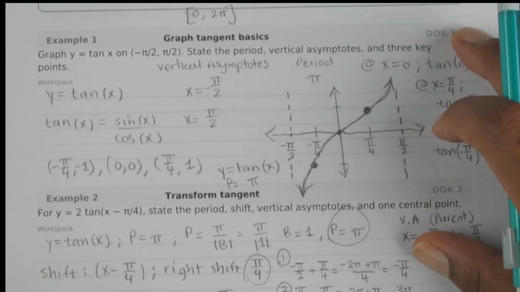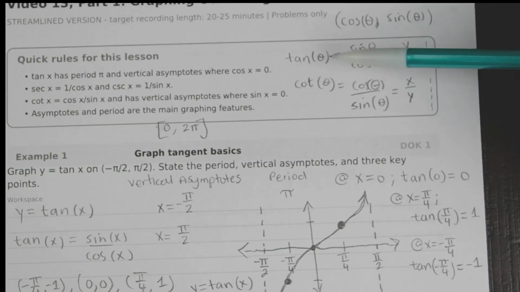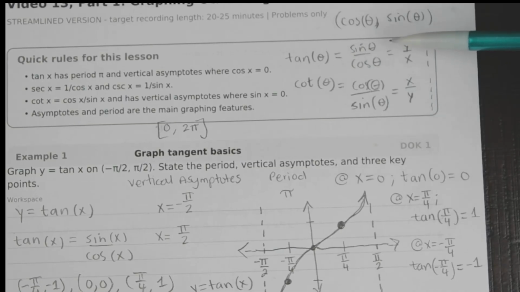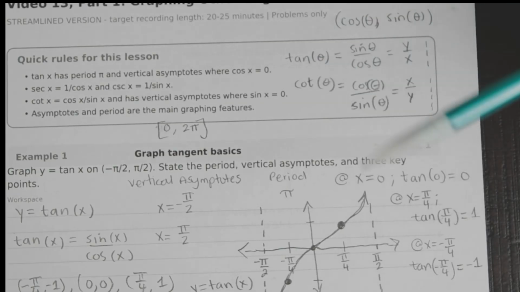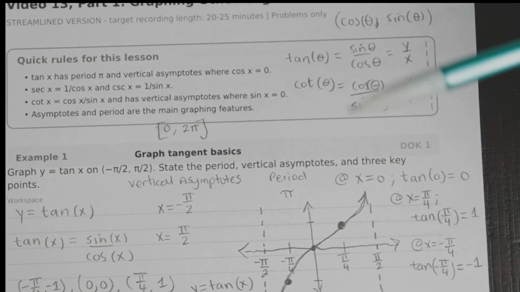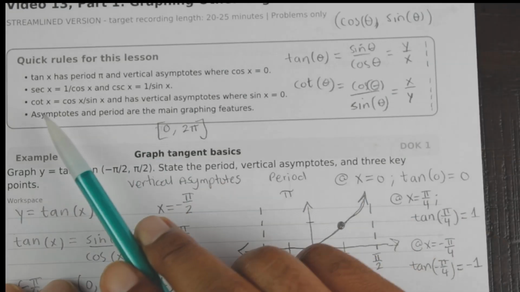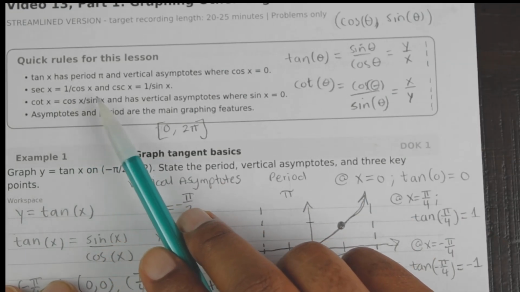The final review, I know this was a lot, but you need to remember that tan theta is equal to sine theta over cosine theta, or y over x. Tan x has a period of pi, very important. Tan x also has vertical asymptotes when the cosine is equal to 0. Same thing for cotangent. When sine is equal to 0, then there's a vertical asymptote. Familiarize yourself with these reciprocal functions, right?